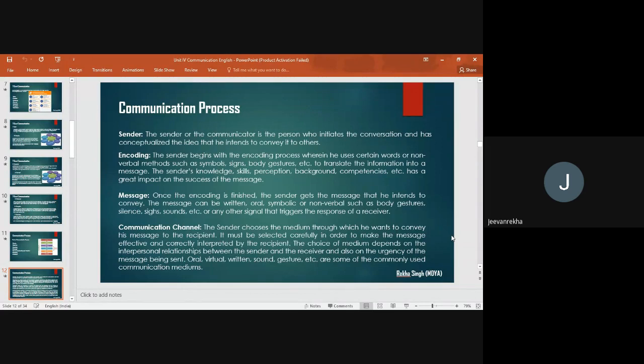Body gestures: suppose you are talking to me face to face, right? You are saying, ma'am, you are very nice, but your expression is very bad. Your expression is like, she hates me, but she's saying, ma'am, you are very nice. It matters. What will I think of you at that time? Anybody? You will think negative because the facial expressions are the exact opposite. Facial expressions, body language, your gesture, your sign, your symbol, your eye contact matter in communication.